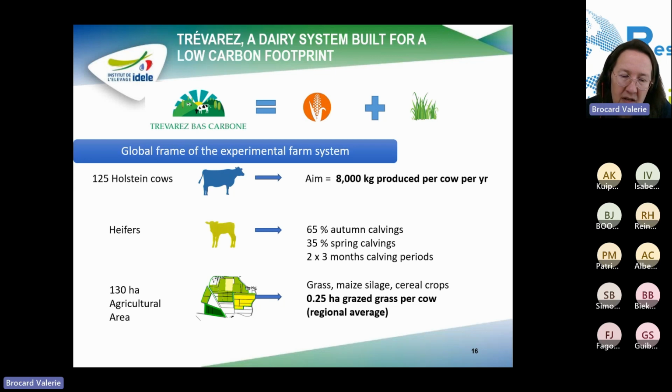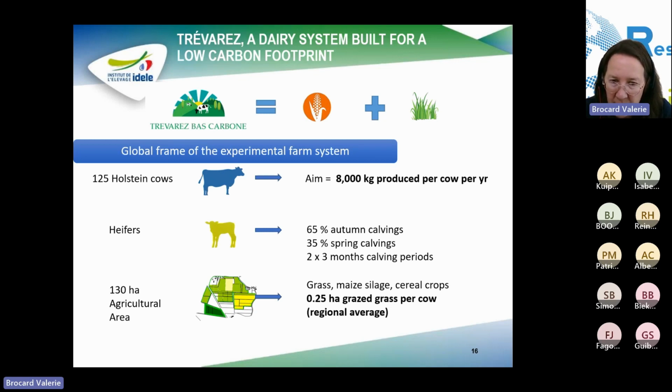We started with a system based on 2 calving periods. 65% of our cows are calving in a compact calving period between September and November. The rest of the cows are calving between March and May. So we started with two times 3 months calving periods in autumn and spring. And our land is based on 130 hectares of agricultural areas where we can grow grass, maize silage, and cereals.